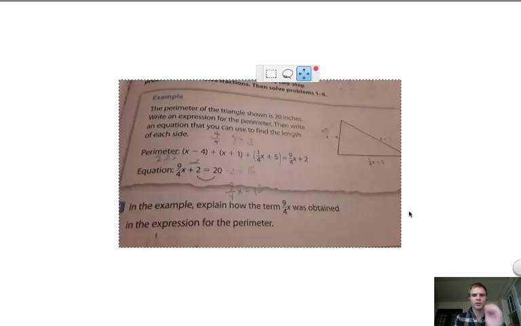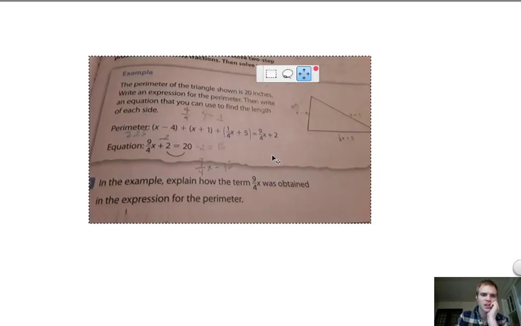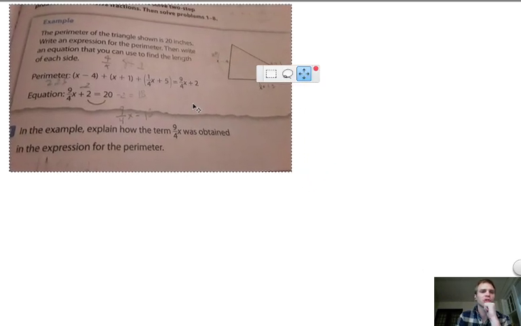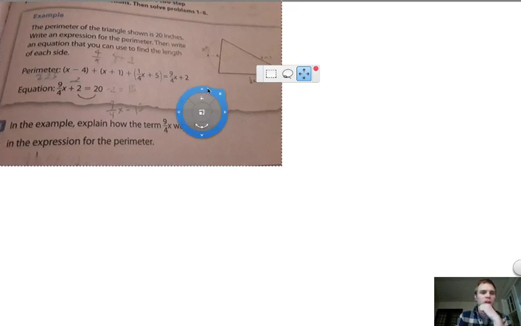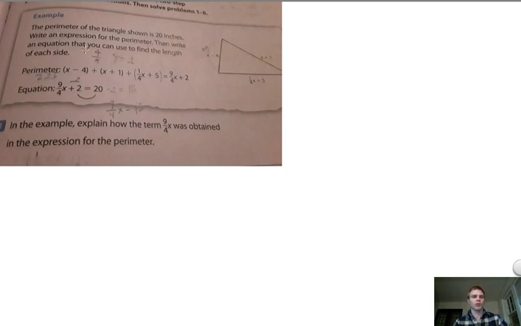Okay, here we go. What does this say? This says the perimeter of the triangle shown is 20 inches. Okay. Write an expression for the perimeter, then write an equation that you can use to find the length of each side. Okay, so it looks like the perimeter is 20.